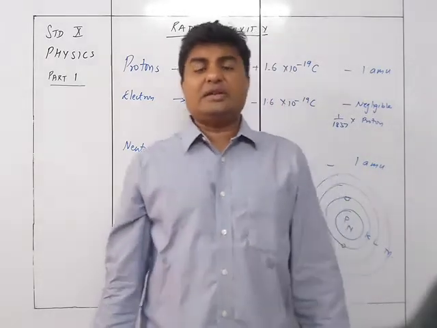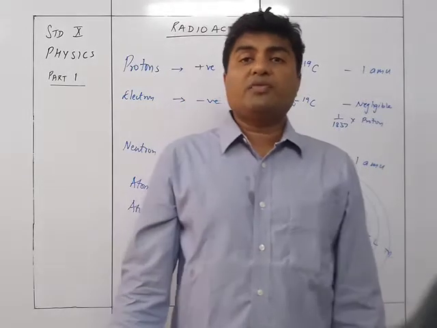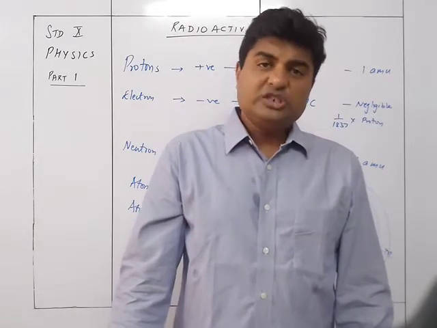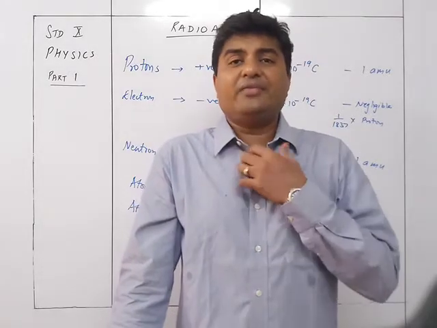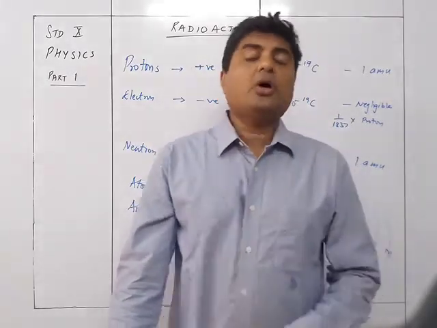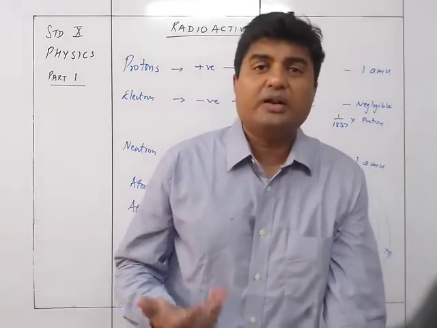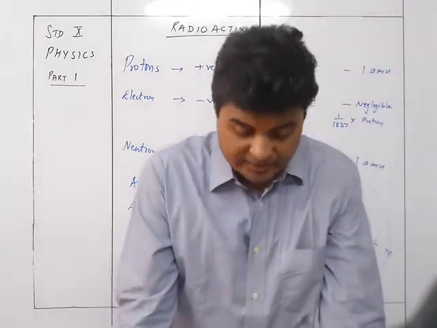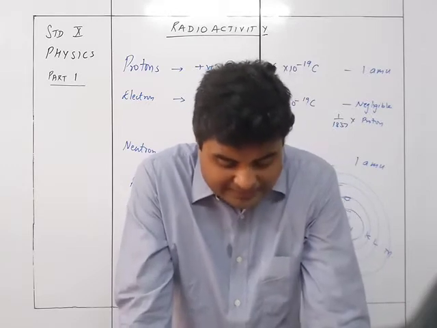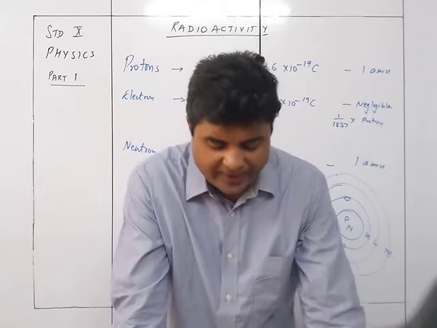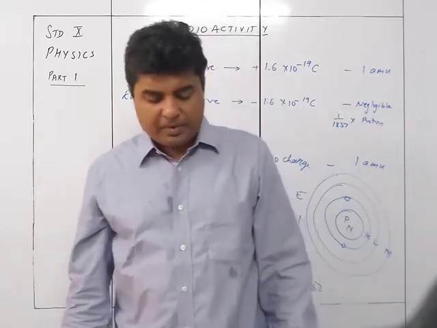So the number of shells is going to depend upon the number of electrons present in it, and depending upon the number of electrons there will be a number of shells. Accordingly, all the different elements will have different atomic structures, that means a different number of shells in it. The maximum number of electrons in a shell can be given by the formula 2n², where n is the number of that shell.